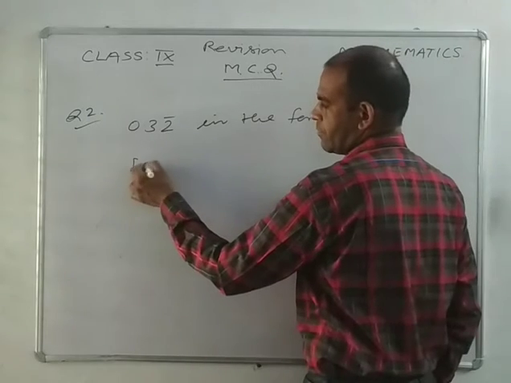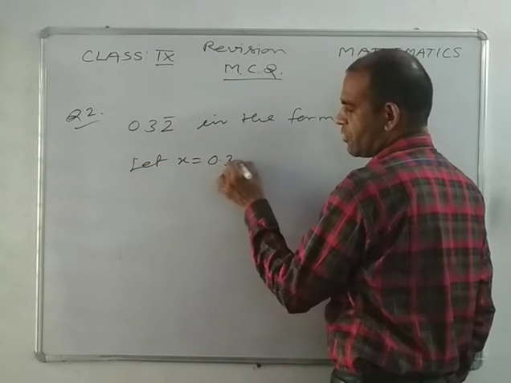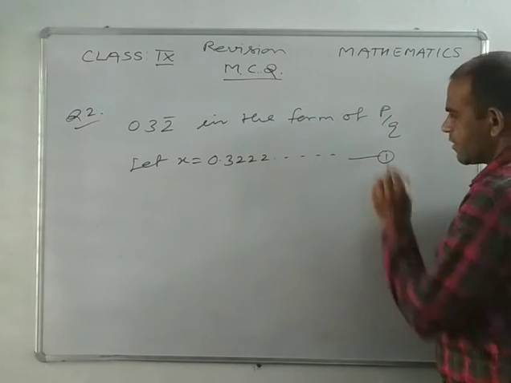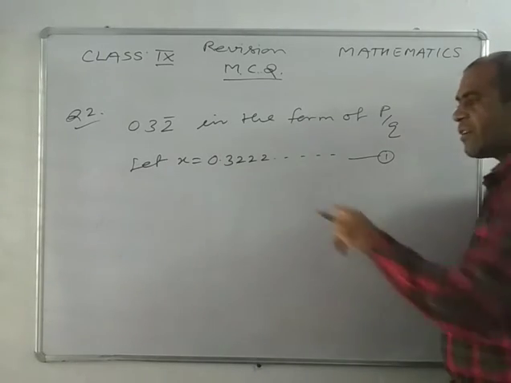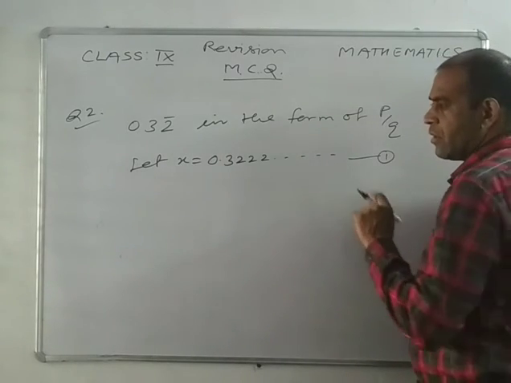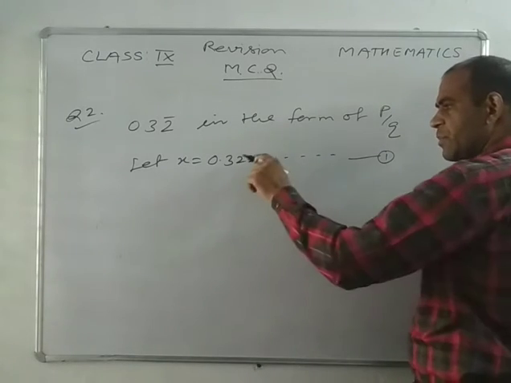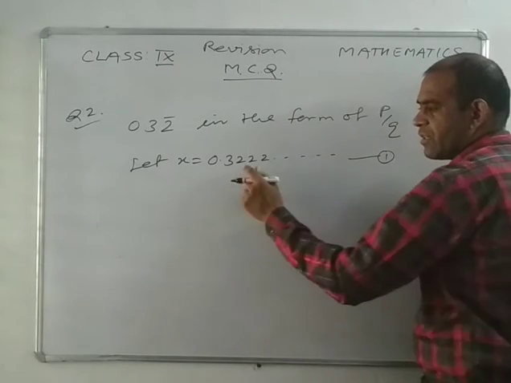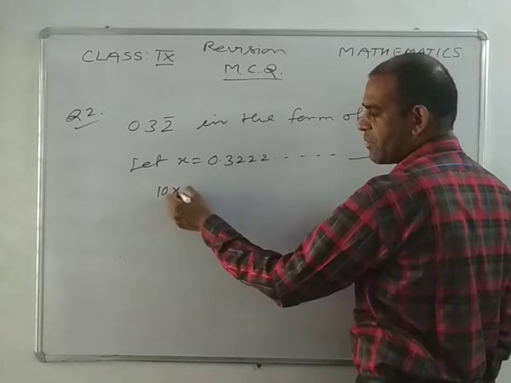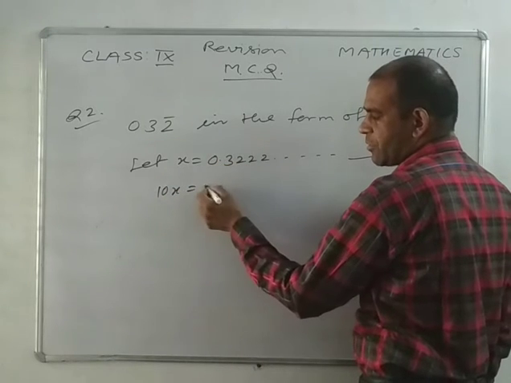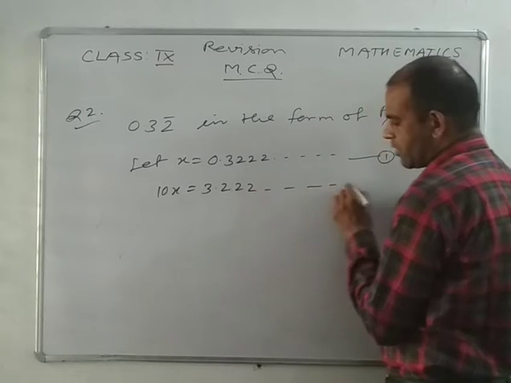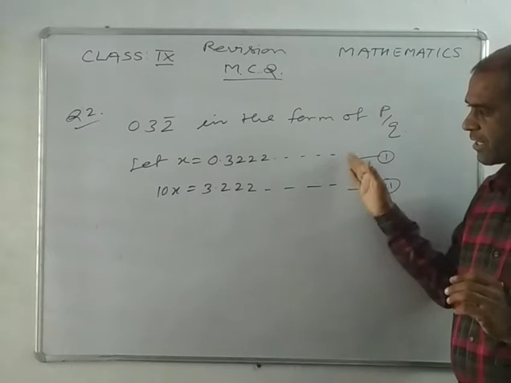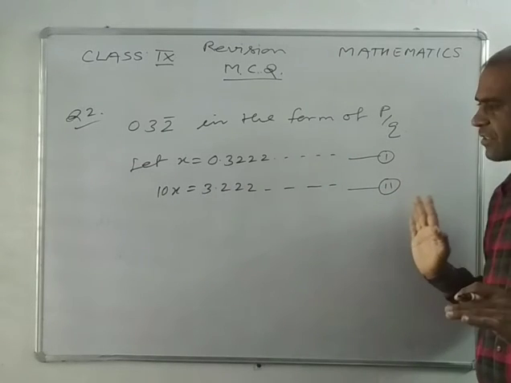So let x equal to 0.32 bar. Here 2 is repeating. This is the equation first. Here one digit is repeating, so we should multiply it by 10. But before the repeating number, here 3 is the single number, so we should multiply it by 10. Now the 3 will shift here, 3.222, and this is the equation second, and we can subtract the equation first and second. यहाँ पे भी आप subtract कर सकते हो.